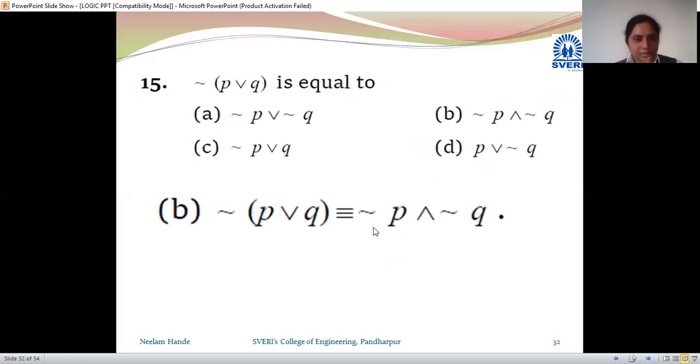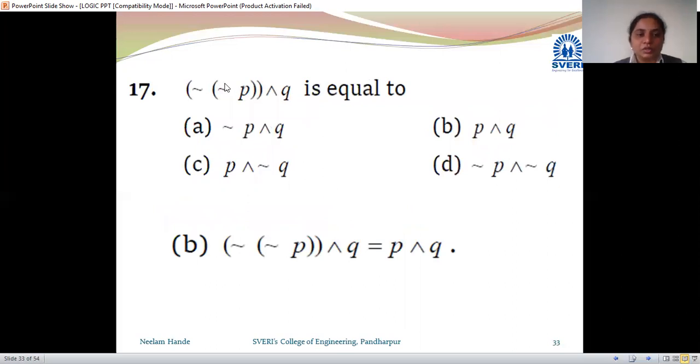Okay, next is negation of P or Q is equal to. Once again, this is a definition: negation P and negation Q. So the correct option is option B. Next, negation of negation P and Q is equal to. Negation of negation P, we know this is P. Negation of negation of a statement is the statement itself. So this is P and Q. So your correct answer is option B.